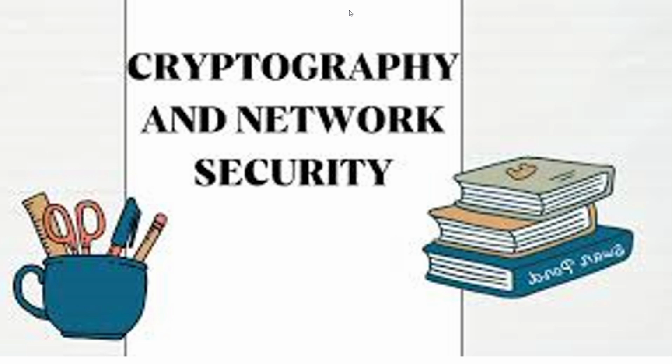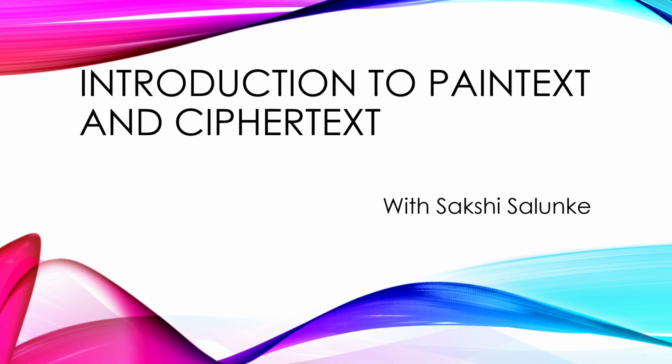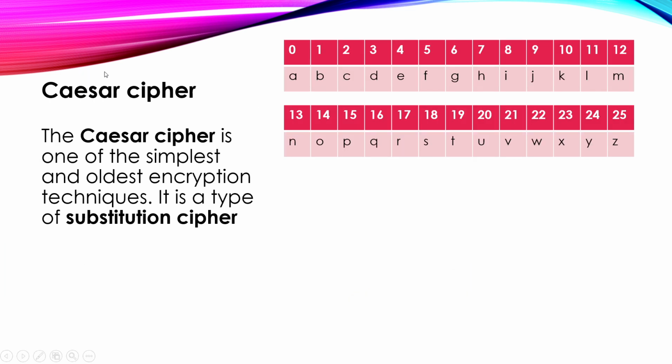Welcome to this video. Today we are diving into the world of cryptography and network security. Don't worry, it is going to be very simple, and we will discuss two basic terms: what is plaintext and ciphertext. In this video we will learn what plaintext and ciphertext are, their advantages, disadvantages, and some applications. Let's start with an example.